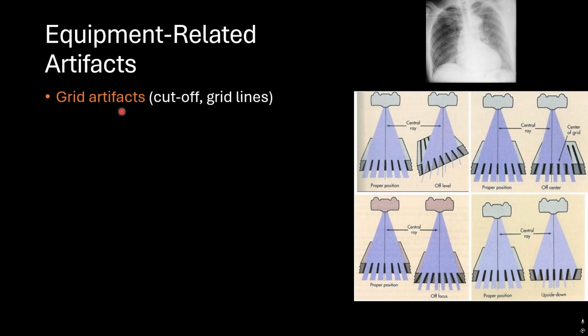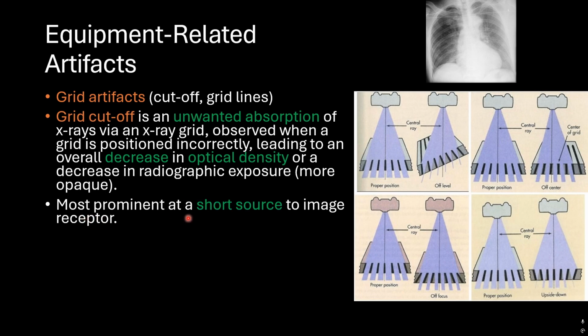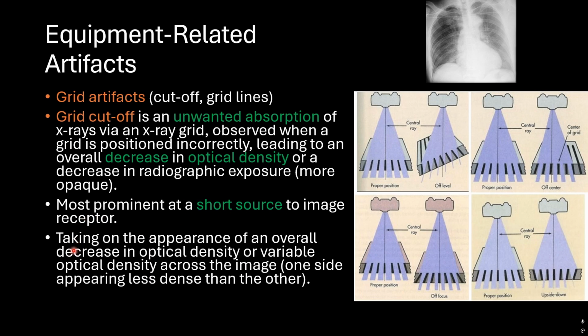Next, we have grid artifacts, for example, cut off and grid lines. Cut off is an unwanted absorption of X-rays by an X-ray grid, observed when a grid is positioned incorrectly, leading to an overall decrease in optical density or decrease in radiographic exposure, which may appear more opaque on the image. It is most prominent at a short source to image receptor distance, taking on the appearance of an overall decrease in optical density or variable optical density across the image, for example, one side appearing less dense than the other.